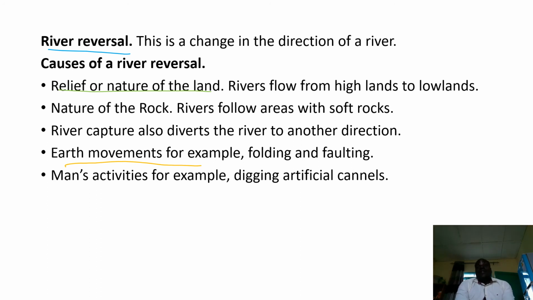Man's activities. Man can also change the direction of a river, maybe by building dams across rivers or by constructing artificial canals. So through construction of dams across rivers, or through building of canals to divert the water of a river, river directions can also change.